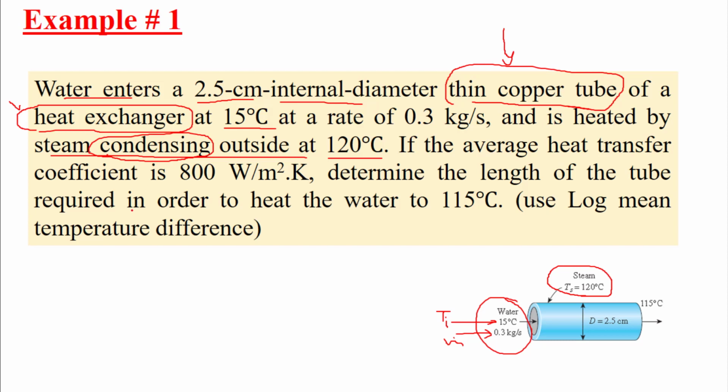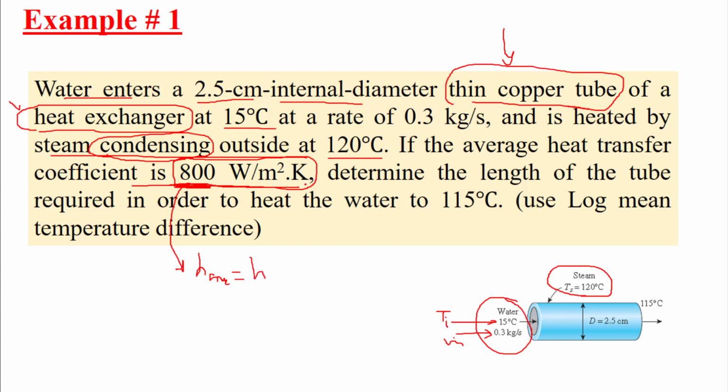If the average heat transfer coefficient is 800 watts per meter squared Kelvin, okay, and in the next chapter we will come to this value, how to determine this value also. Okay, it is not straightforward. We need to find it and determine it. But here it is given. So if the average heat transfer coefficient, this is average by the way, it is not local. So this is h averaged, or h alone without the average.